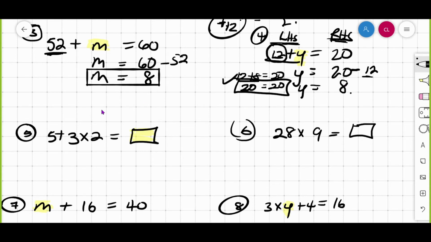Let's look at number 5. What's the answer for number 5 now? Sir, before I give you the answer, the first thing I did, I bracket off the 3 times the 2 and leave the 5 alone. So I said 3 times 2 equals 6, and I said 5 plus 6 would be equal to 11. That would be the answer of that question.